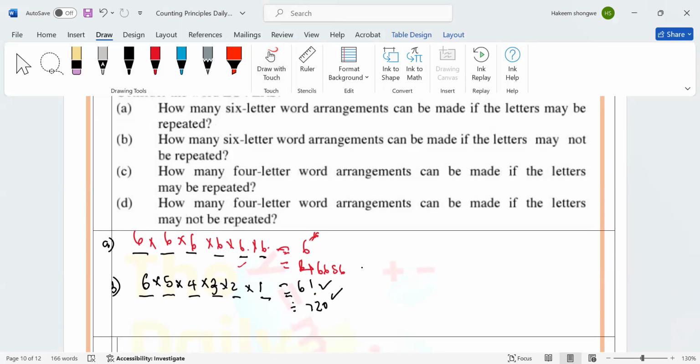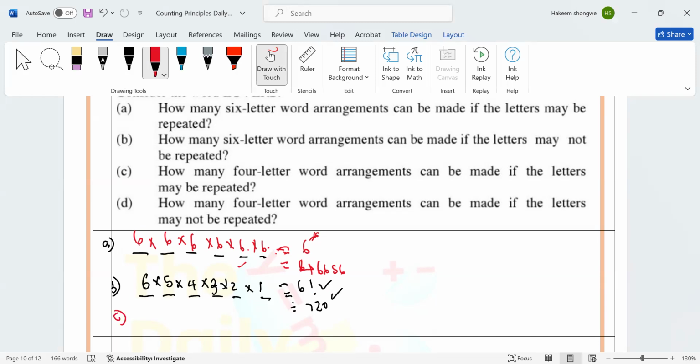Next, number C. How many 4-letter words? Instead of creating 6-letter words, how many letter words are we creating? 4. All in all, we have 6 objects, but we are creating 4. You can't use factorial because the tasks you are performing and the objects you have are not equal. Like in number A, we had 6 spaces and 6 letters, because repetition was allowed, we can't use factorial. We can only use factorial if repetition is not allowed.